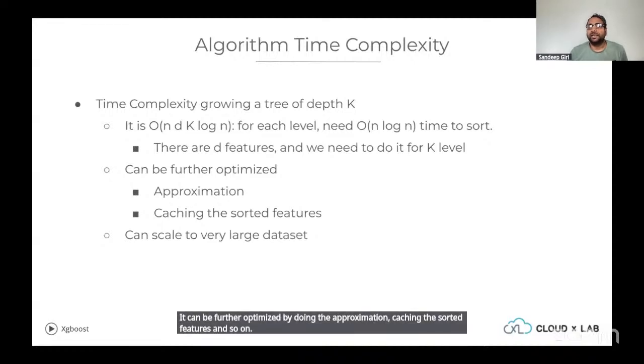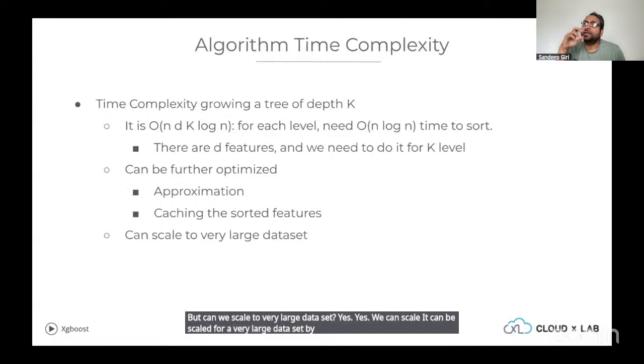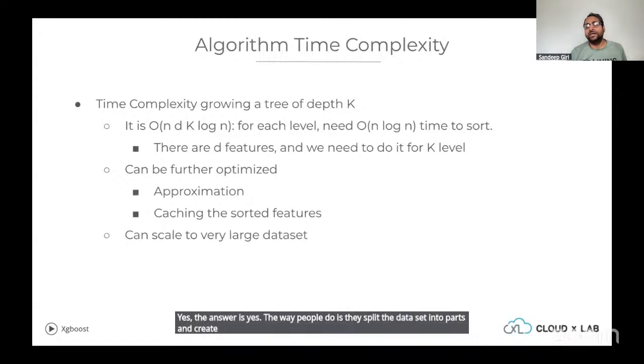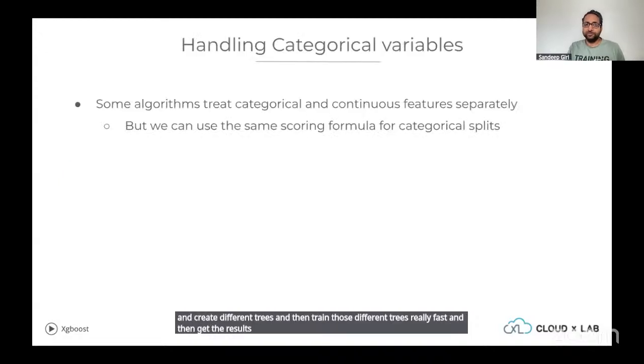But can we scale to a very large data set? Yes, we can scale. It can be scaled for a very large data set by splitting. A very important question that people would ask you is, can XGBoost be scaled? The answer is yes. The way people do it is they split the data set into parts, create different trees, train those different trees really fast, and then get the results.